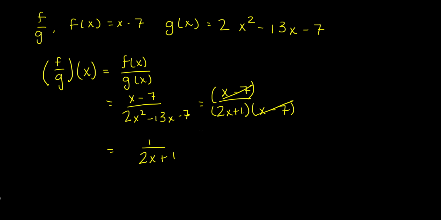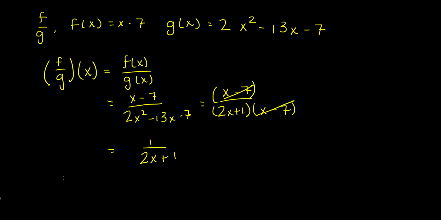And we are left with a simplified version. Now I could say that the quotient of f divided by g is equal to 1 over 2x plus 1. And the domain here, because remember now, we have a rational function and the denominator cannot be equal to 0.